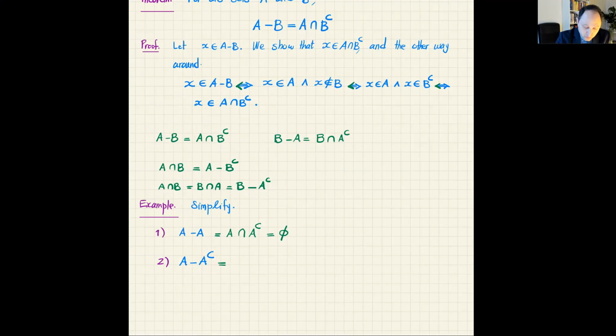But if you want to use this theorem, how should I do that? I will write the first one. I will change the difference to intersection. Then I will complement the second set. But then you know another property of complement. A complement complement is equal to A itself. But again, you have another property for intersection. Any set intersection with itself is equal to itself. So your guess was completely right.